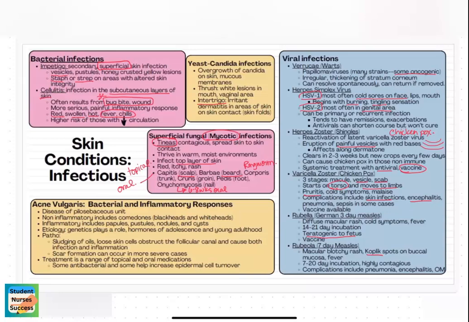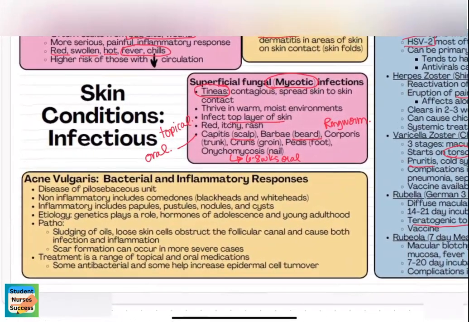And the last is acne. With acne vulgaris, it's a bacterial and inflammatory response. The problem with acne is it's a disease of the pilosebaceous unit, or the oil glands, and it can be non-inflammatory or inflammatory. Non-inflammatory is when you have the blackheads and the whiteheads, but they're not very swollen. They're just little pimples. They're not too bad. Inflammatory is when those get inflamed and turn into papules and pustules and even nodules and cysts. So it's much more dramatic.